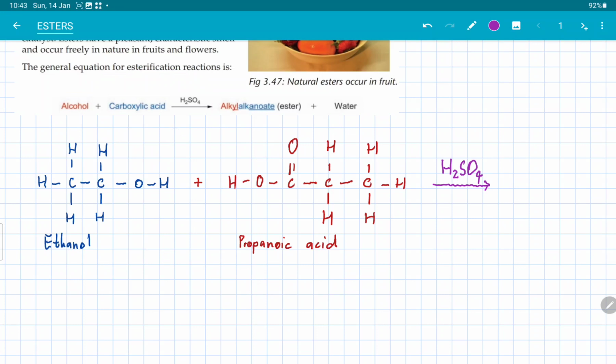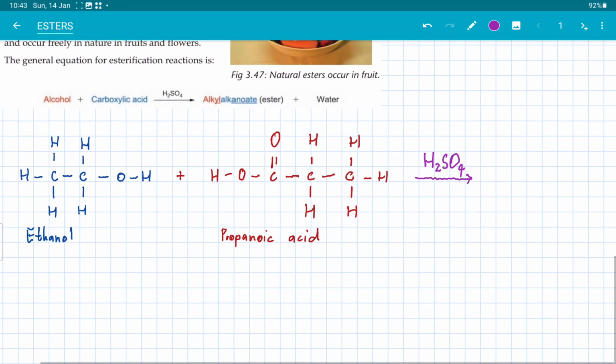One part is going to become the alkyl, and one part is going to become the alkanoate. I want to emphasize this after using the colors. The part that becomes the alkyl is the part that was previously an alcohol, and the part that becomes an alkanoate is the part that was previously a carboxylic acid.